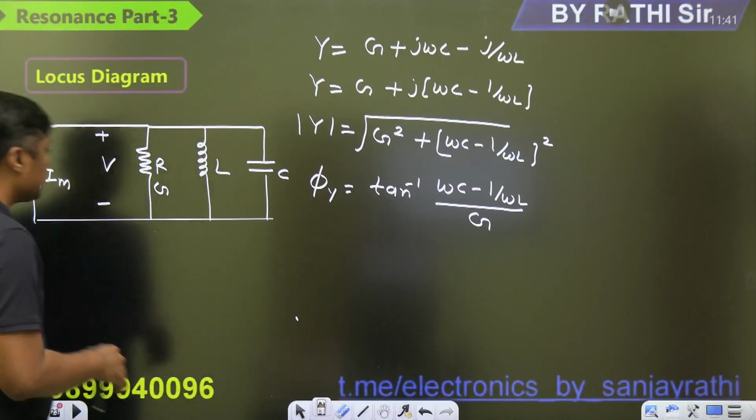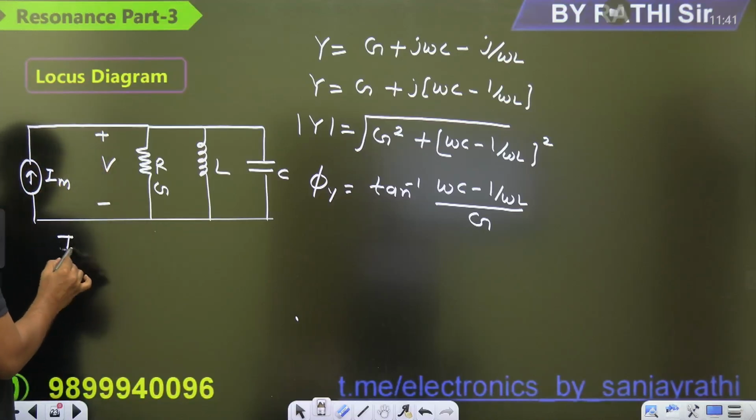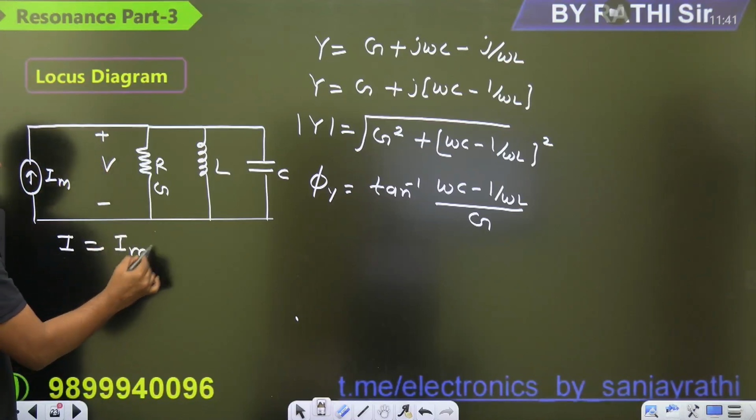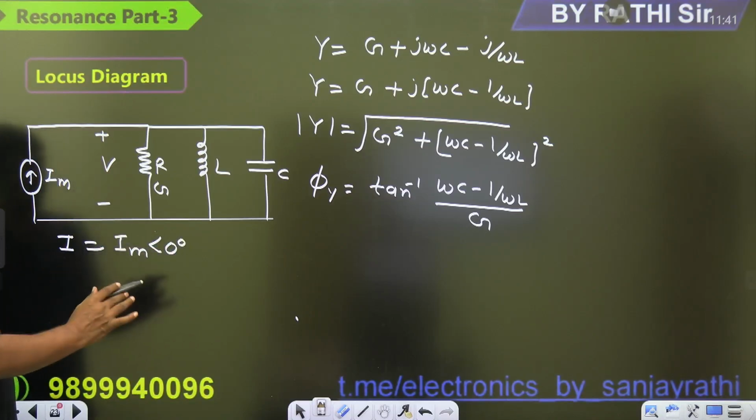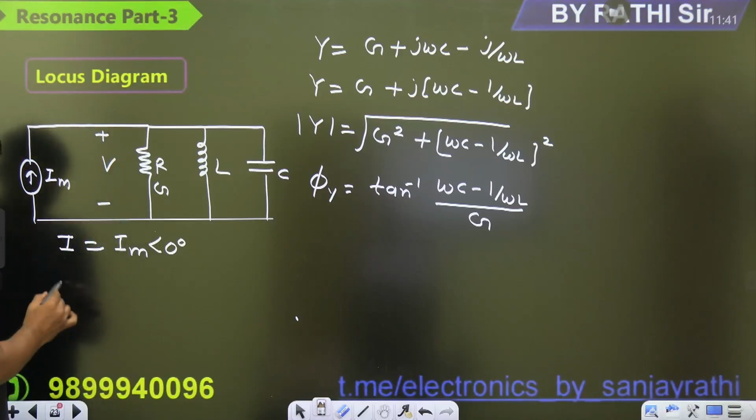Similarly, here again we are going to vary omega. But remember, in a parallel circuit, if Im is given, I am taking I equal to Im angle 0 degree. Now, it is the reference, so what will be the voltage V? What is the relation between V and I? Remember, V is equal to I Z.